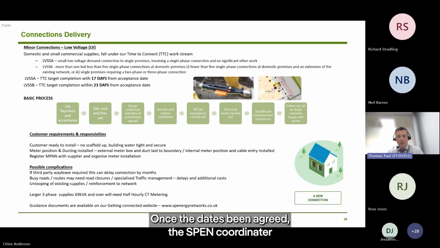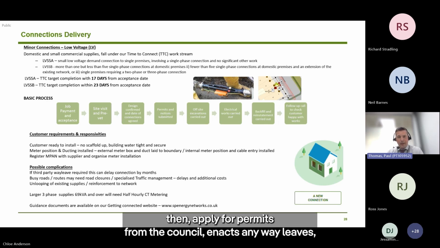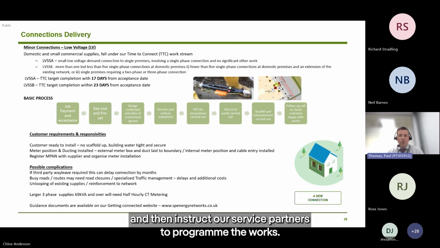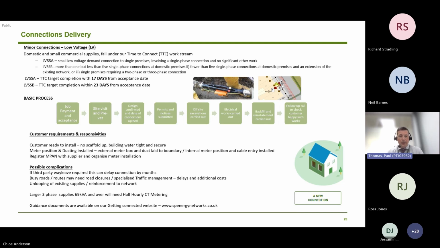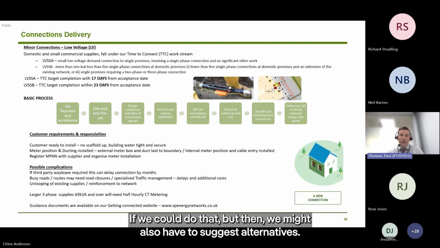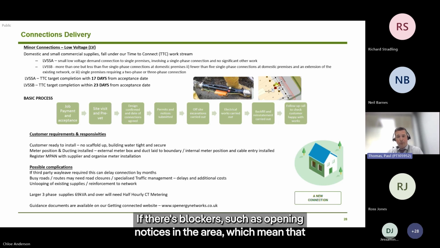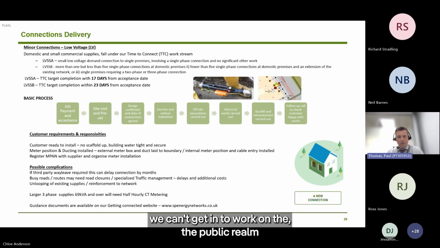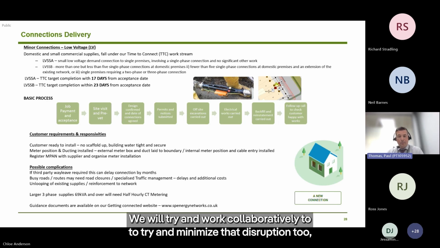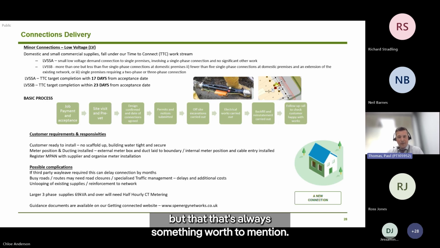Once the date's been agreed, the spend coordinator then applies for permits from the council, enacts any way leaves, any works in adopted land or third party land that may need a way leave, and then instructs our service partners to programme the works. We'll then confirm the dates if we can, but we might also have to suggest alternatives if there's blockers such as opening notices in the area, which mean that we can't get in to work on the public realm because it might be gas or water or one of the other stats working on it. We will try and work collaboratively with them to minimise that disruption too, but that's always something worth mentioning.